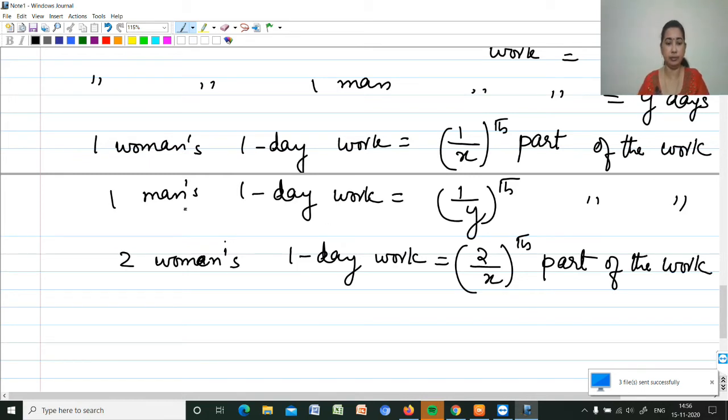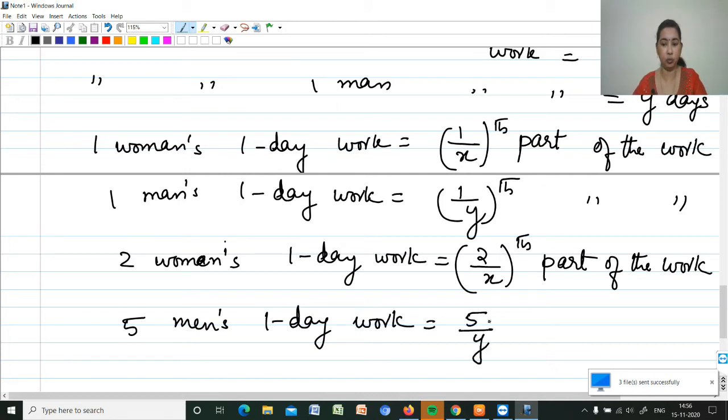Same way, what about 2 men's? 2 men's means it will be 2 by y. So 5 men's 1 day work is the same as 5 by yth part. 5 men's 1 day work is equal to 5 by yth part of the work.